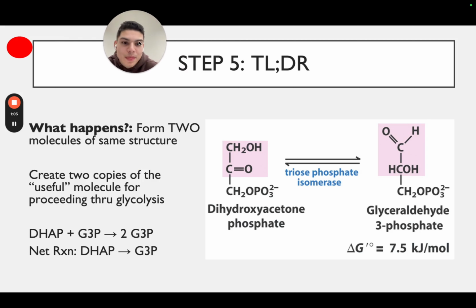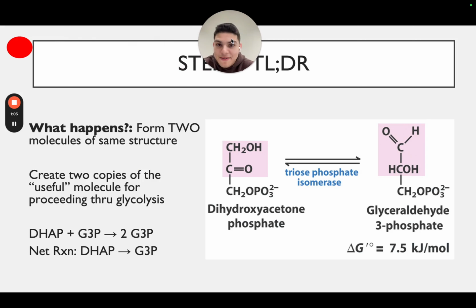Step five. So this is the last step of the preparatory half of glycolysis. So we have triose phosphate isomerase. So what ends up happening is we form our two products, right? They're distinct molecules, but what we're going to do is form one molecule that's favored throughout this glycolysis pathway. And so we're going to create two copies of useful molecules. So what this means is our dihydroxyacetone phosphate can't be used in the rest of glycolysis. We have to convert it to glyceraldehyde 3 phosphate.